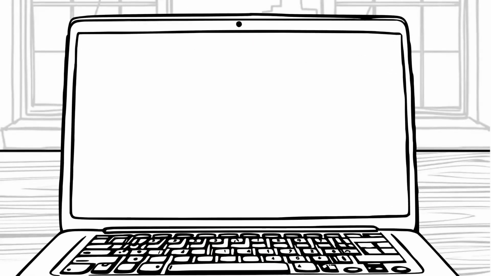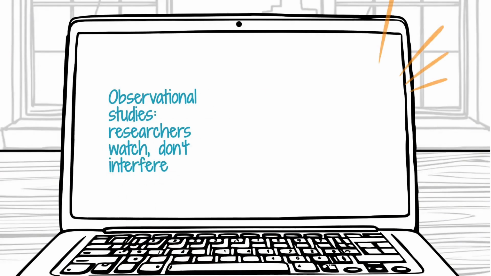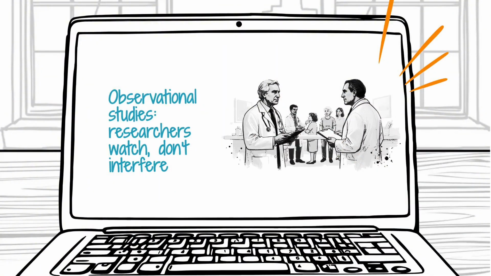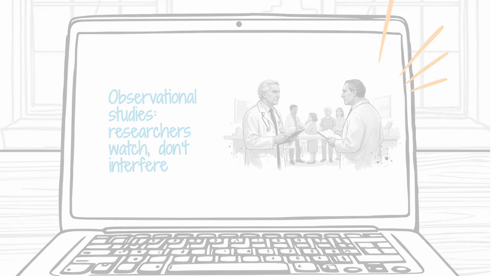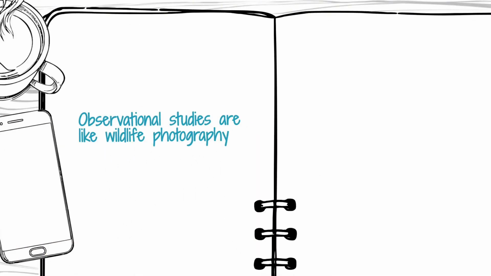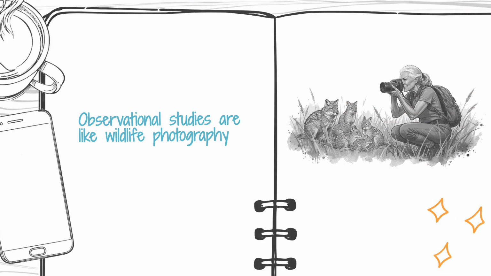In an observational study, the researcher is a witness. They do not interfere. They do not assign treatments. They observe people as they exist in the real world and record what happens naturally. Think of a wildlife photographer. They capture what is already happening. They do not move the animals or create the scene.